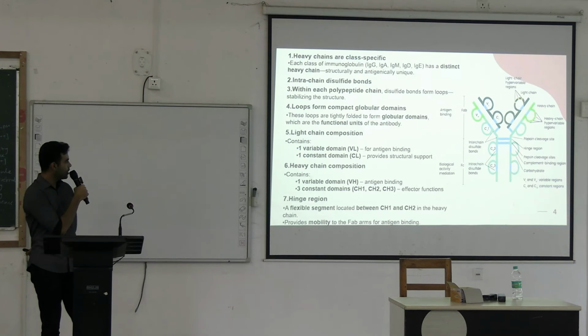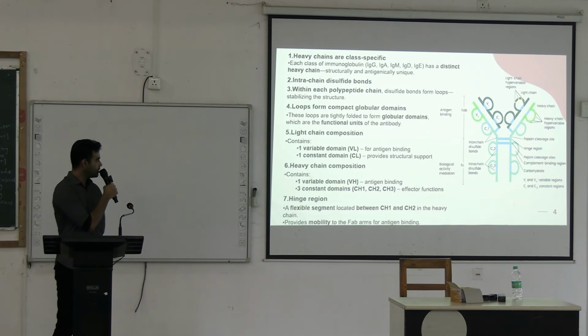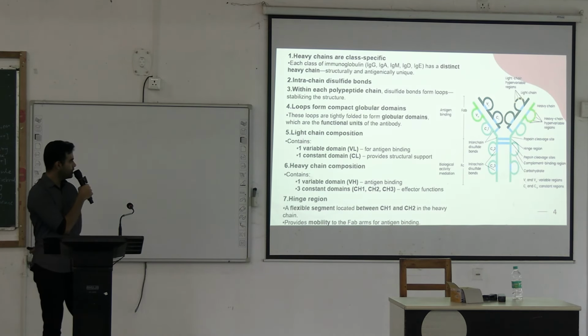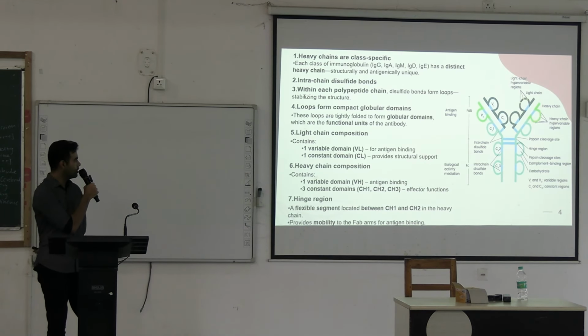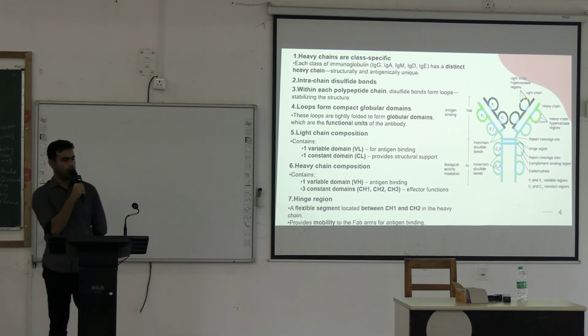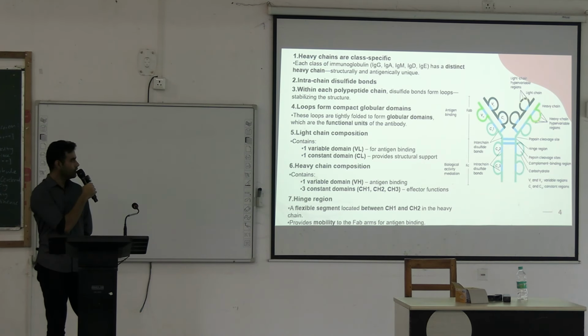Light chain composition contains 1 variable VL for antigen binding and 1 constant domain CL provides structural support. Another thing, the antibody can be divided as FAB and FC region. FAB standing for antigen-binding fragment region, while the FC standing for fraction crystallizable region. FAB is generally the part that helps in antigen binding, while the FC region provides structural support.